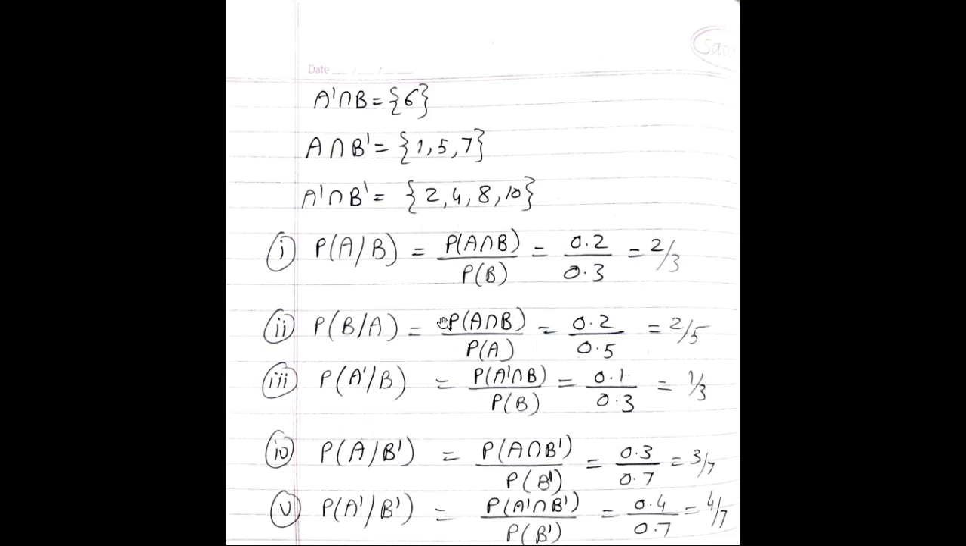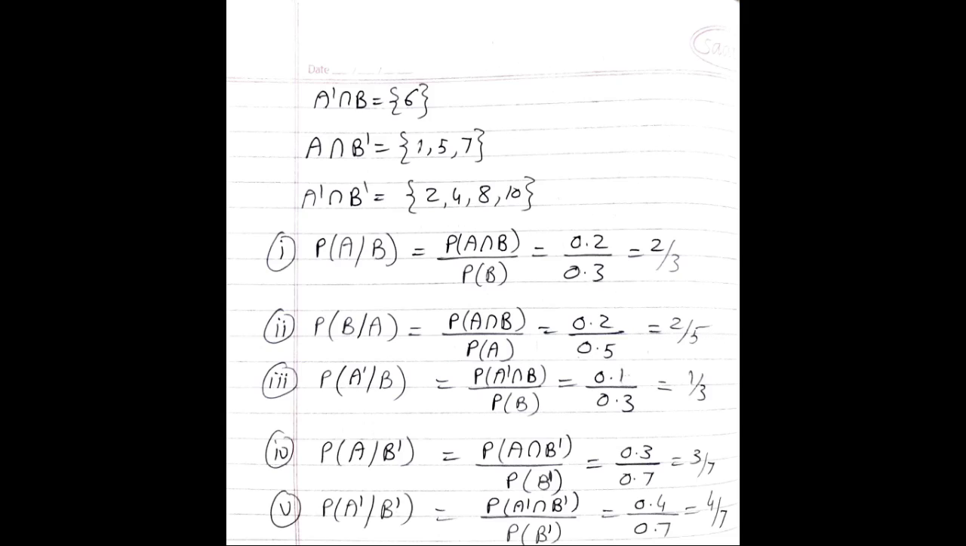Next part of the problem, P(B given A) is equal to P(A intersection B) divided by P(A). Just now we have seen that P(A intersection B) is 0.2, and for A there are 5 outcomes. So P(A) can be given as 0.5. So the answer of P(B given A) is nothing but 2 upon 5.